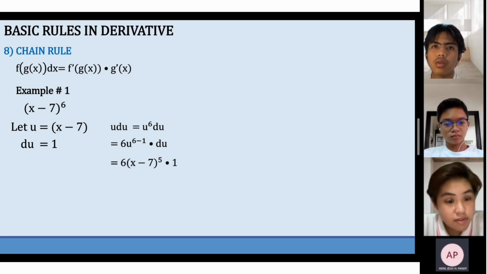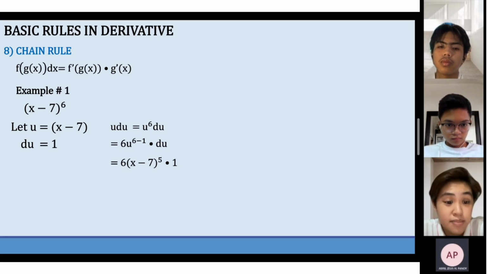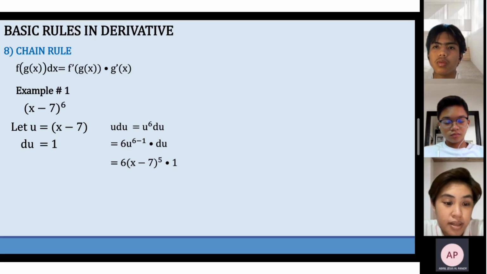Now, if we subtract it, it will be 6u raised to 5. Then again, we will substitute the value of u, which is x minus 7. So it will be 6 times x minus 7 raised to 5 times the derivative of u, which is 1. To simplify, we will multiply 1 to 6, so the final answer will be 6 times x minus 7 raised to 5.